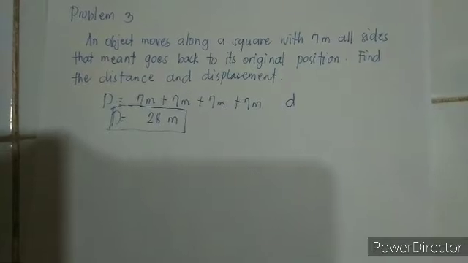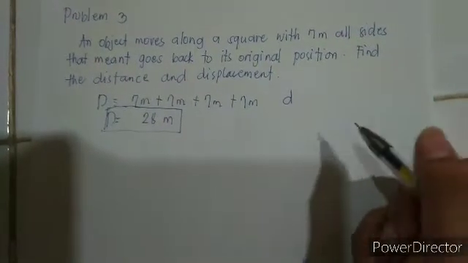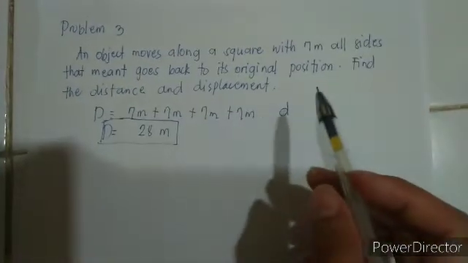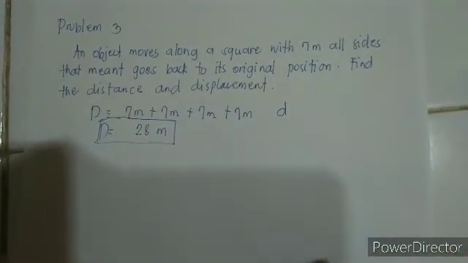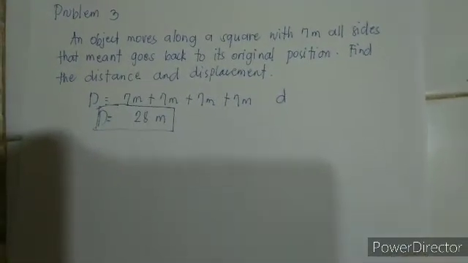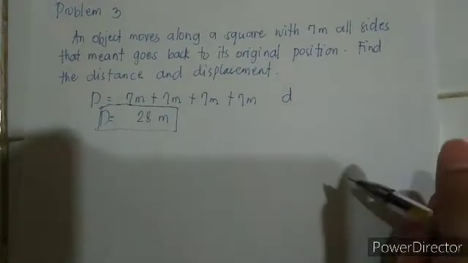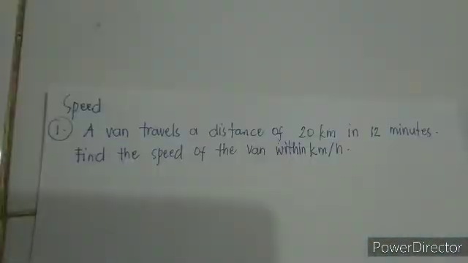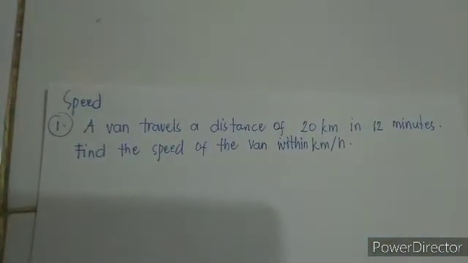Let's then have the displacement. So here in the problem, it states that the object goes back to its original position. So remember, in displacement, if the path is curved and goes back to its original position, automatically the displacement is 0. Let's then go to solving the speed.